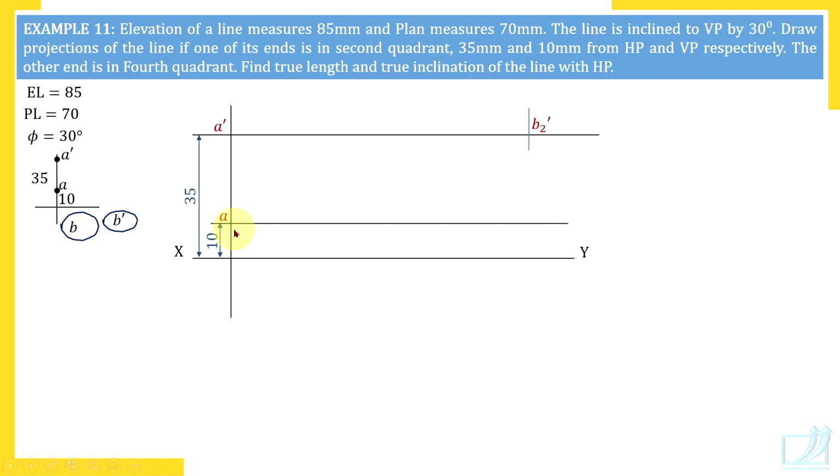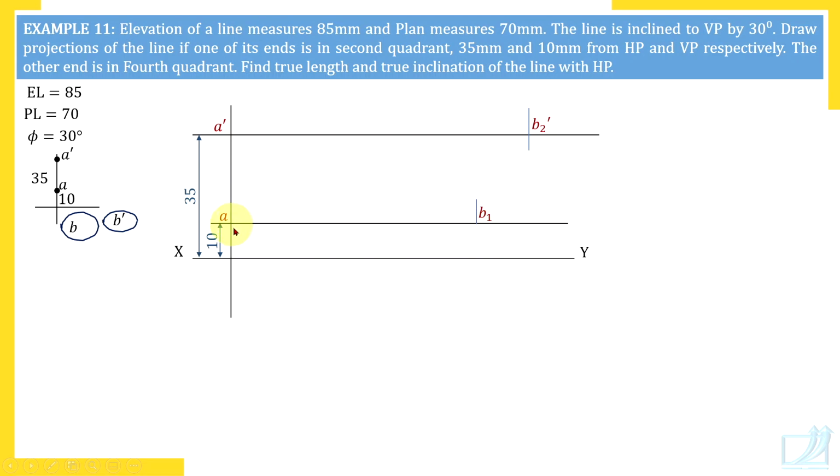Okay. Through A, there are 3 top views. AB has length PL and angle beta. Length PL is given, but beta is not given. We cannot draw AB. Then AB1 is the parallel top view, horizontal top view. AB1 has length PL, so we can draw that. So you must have understood: if you know EL and PL, horizontal views, you will be able to draw easily. So it's B1.